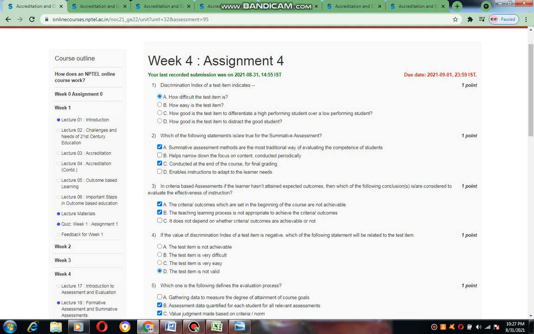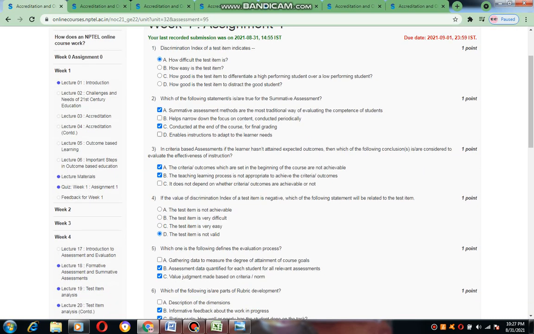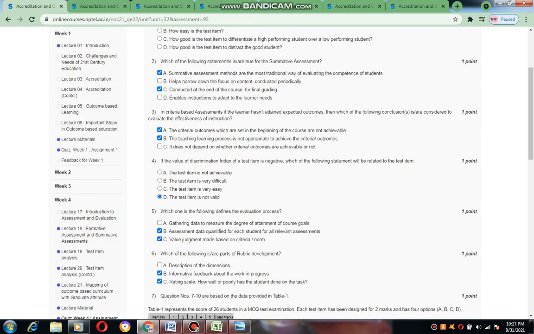The first one: the discrimination index of a test item indicates how difficult the test item is. Coming to the second one, what is true for the following summative assessments? I considered A and C as the answers. In credit based assignments, if the learner has not attained the expected outcomes, which of the following conclusions are to be considered to evaluate the effectiveness of instruction? For this, I considered A and B as the best answers.